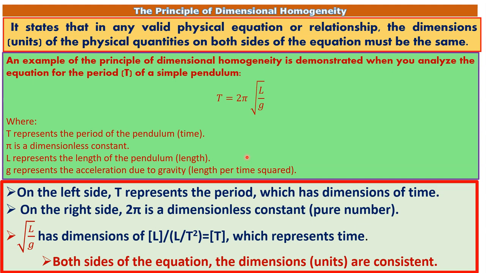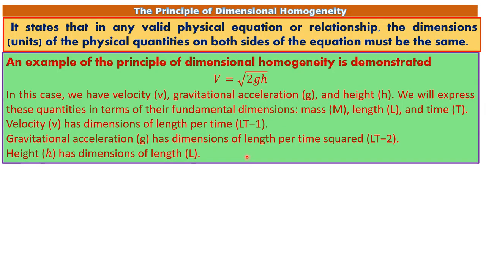Now we can take another example. That example is v is equal to root of 2gh. In this case we have velocity v, gravitational acceleration g, and height h. Now 2 is a constant, so it has no dimension. We can express these quantities in terms of their fundamental dimensions like mass, length, and time.